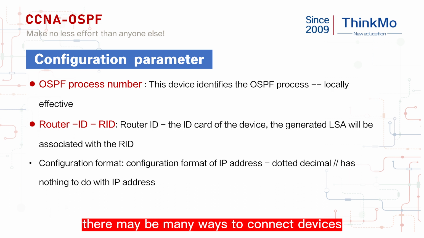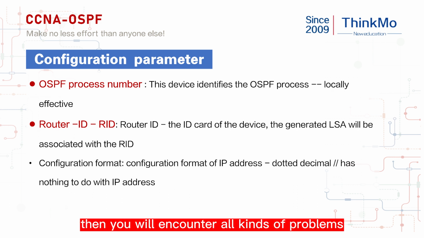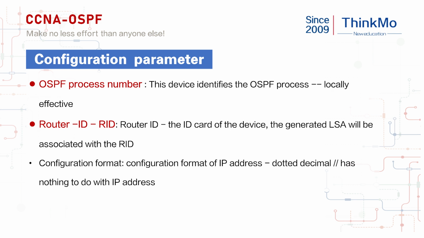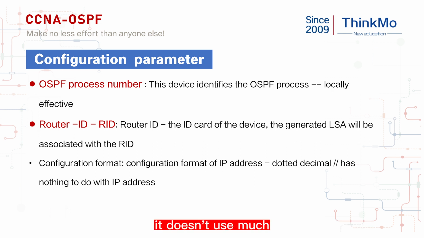There may be many ways to connect devices, and then you will encounter all kinds of problems. You must never open a process 10 on the device and make some builds with it, then open another process 20 and make some builds with it, then open a process 30 and make some builds with it. Finally, it is found that the entire network is disconnected. It doesn't use much, so just let everyone know.